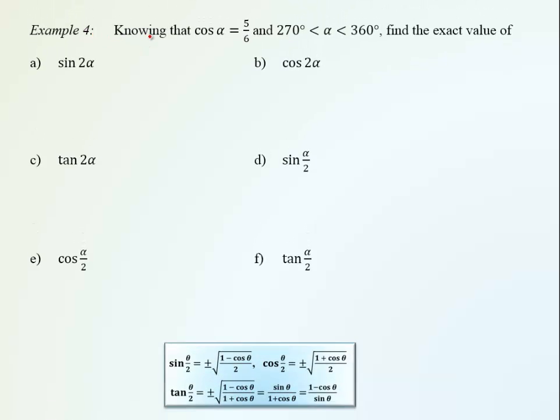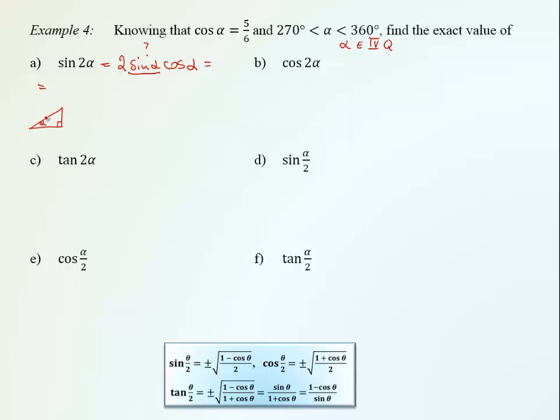And let's see what we have in this example. Knowing that cosine of a certain angle alpha is given as 5/6, and alpha is in the 4th quadrant, find the exact value of sine double angle, cosine double angle, and so on. So for sine double angle, let's rewrite this in terms of a single angle function. That would be 2 sine alpha cosine alpha. Fantastic. So we know cosine alpha, this can be replaced at once, but we need to find out what sine alpha is. Well, let's draw the modeling triangle as usual, a right angle triangle here.